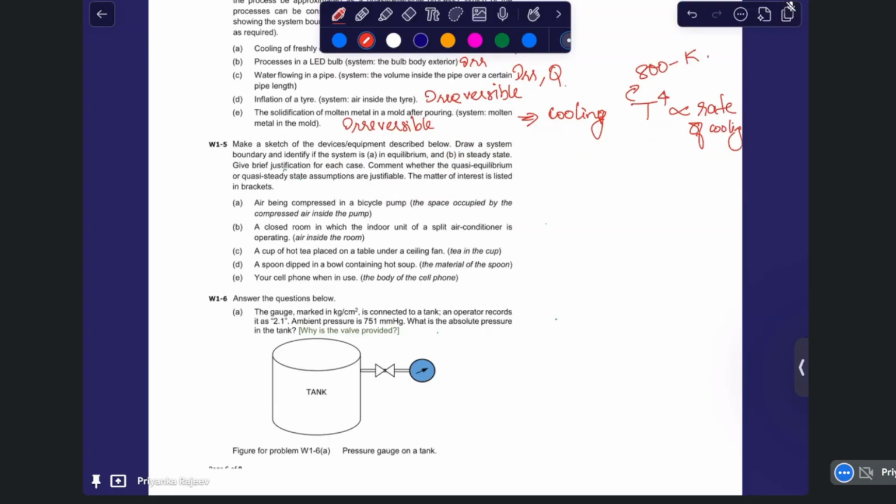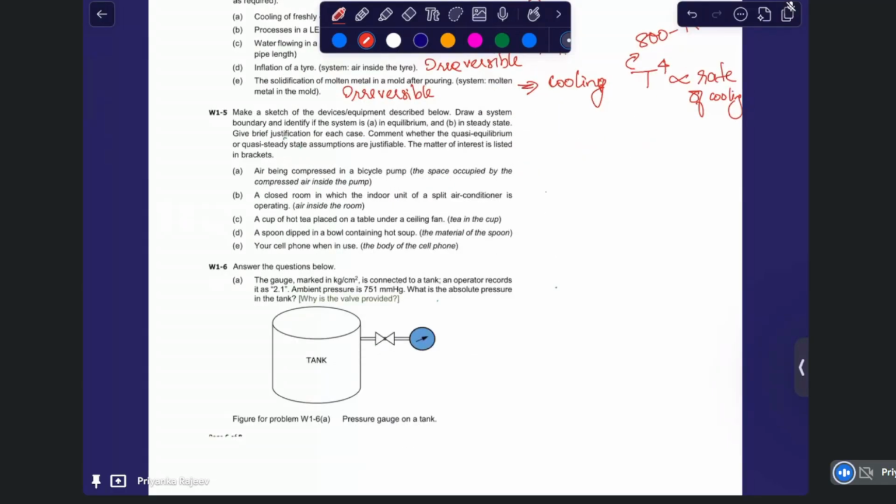Okay, now fifth question: make a sketch of the devices or equipment described below. Draw a system boundary and identify if the system is in equilibrium or in steady state. Give brief justification for each case. Comment whether the quasi equilibrium or quasi steady state assumptions are justifiable. The matter of interest is listed in brackets.